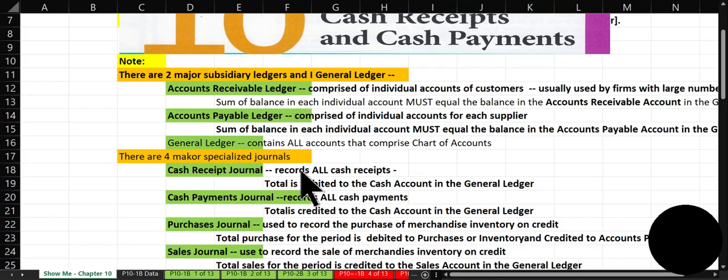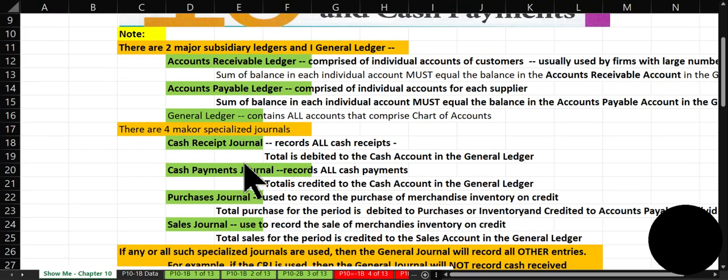There are four major specialized journals. So you have the general journal, which is the main journal. Then you have these specialized journals, and they do specific things. And once you have these specialized journals, the general journal, as a rule, will fill in the gaps. So the cash receipts journal records all cash receipts, which means then that you should not see a cash receipt recorded in the general journal.